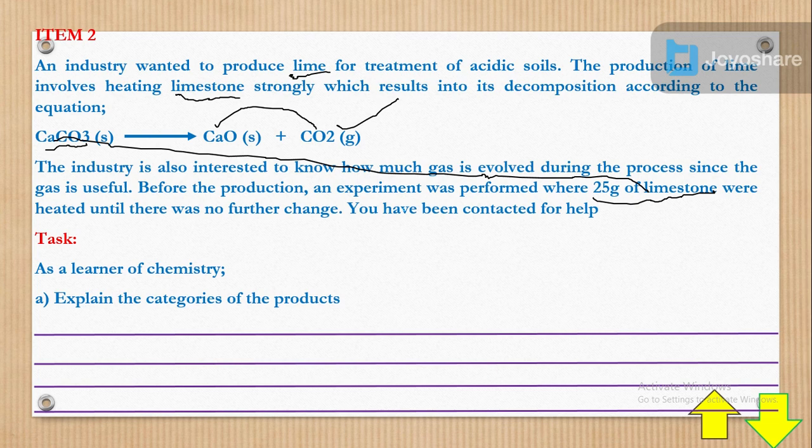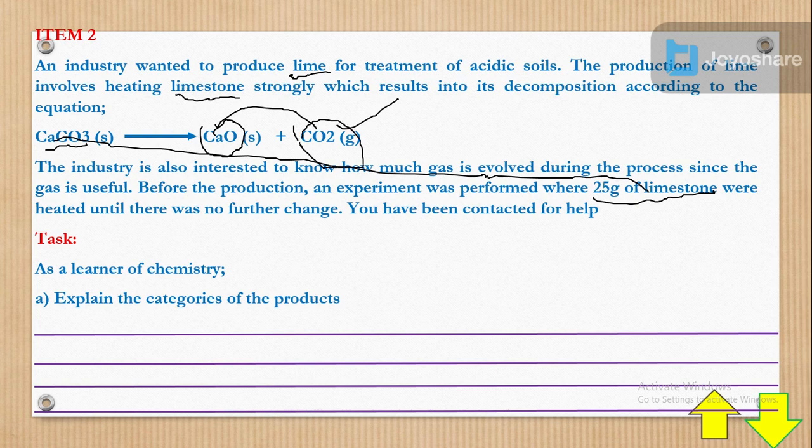Okay, good. Then you have been contacted for help. Task: as a learner of chemistry, explain the categories of the products. Now we must explain the categories of the products. Here, that is now part A, and we saw in the marking that the first part must be about the categories of the products. Now, a category must give the behavior of the product we have. The products, the categories of the products we have, there are two. We have calcium oxide, take note, and we have carbon dioxide.